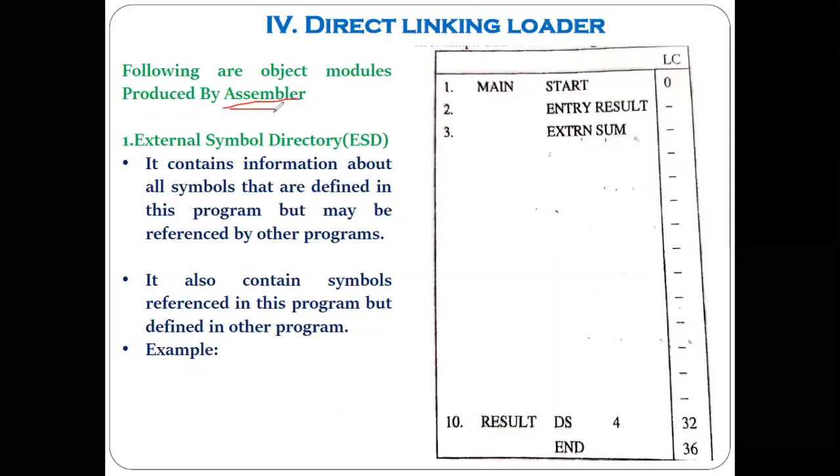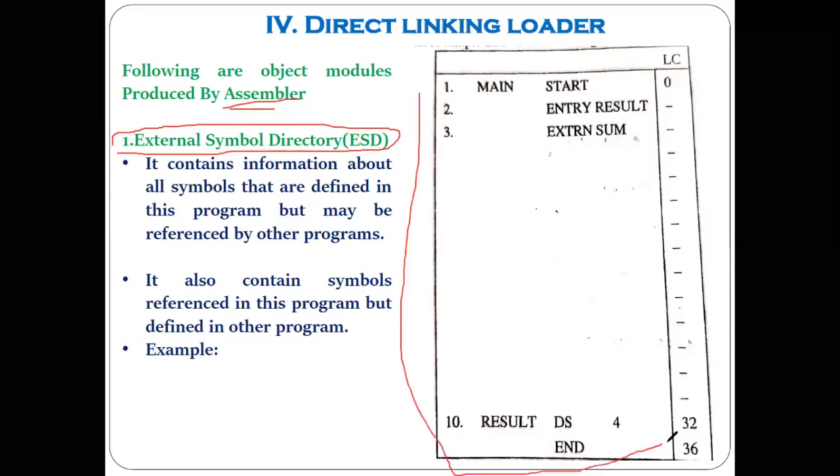Now which object modules are produced by the assembler, that we are going to see here. The first object module produced by the assembler is called the external symbol directory. Here we have taken a sample assembly language program for your understanding. As I said, the assembler produces different object modules. The first object module is the external symbol directory. Now, what is this external symbol directory?